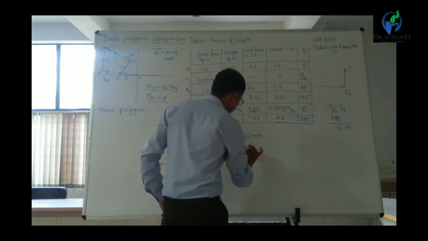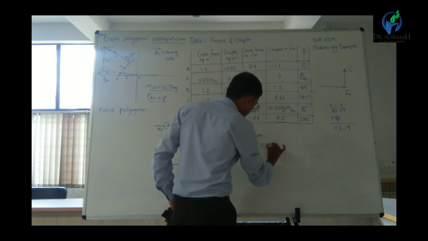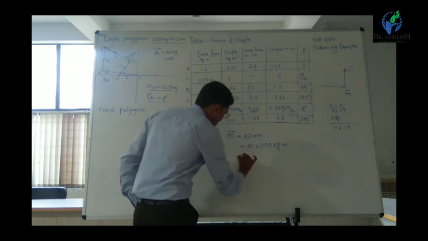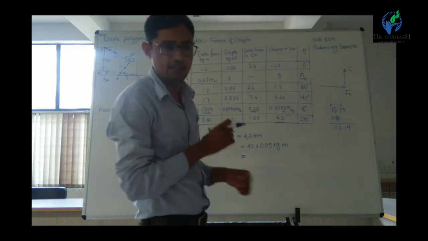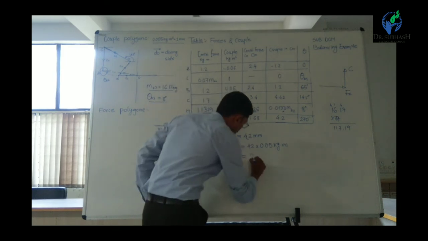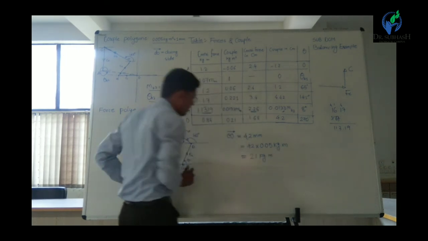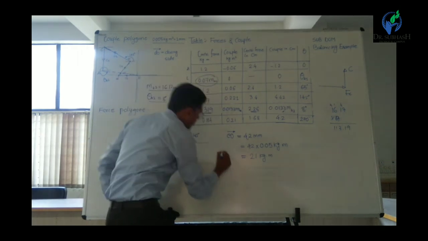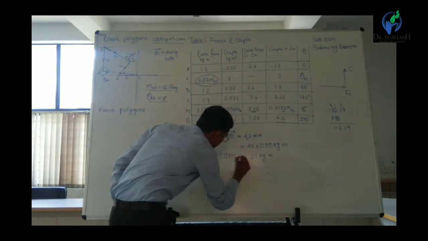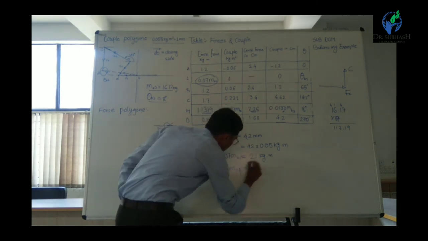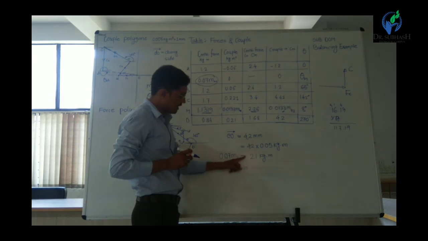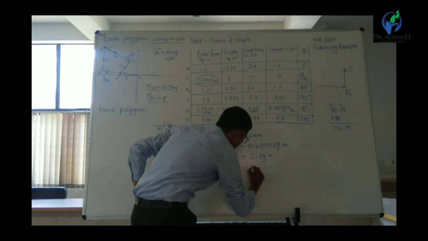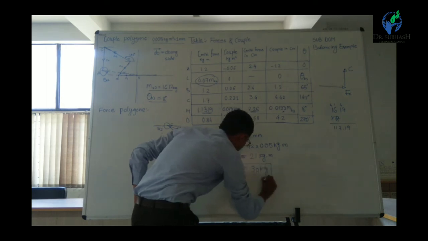If we convert, we know that 1 mm is equal to 0.05 kg into meter. If we multiply 42 by 0.05, then we get 2.1 kg into meter. Now we know that this EO line represents the value 0.07 MB1. So 0.07 MB1 is equal to 2.1 kg into meter. Now we divide 2.1 by 0.07, so we get around 30 kg. So we get MB1 is 30 kg.